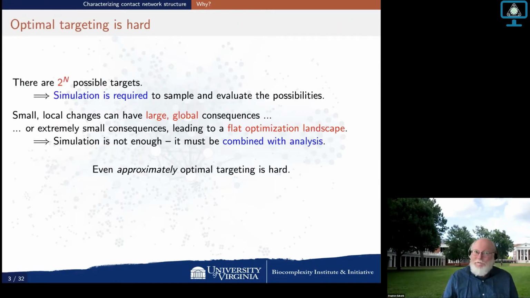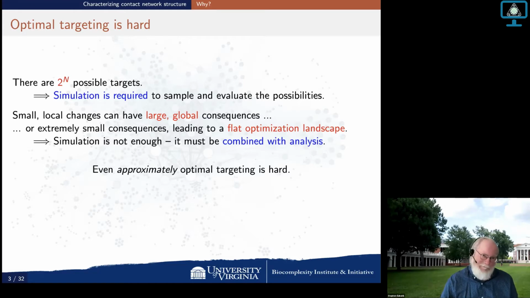Optimal targeting is a really hard problem. Not least of the reasons for this is that if you've got a system with n things in it, either contacts or people, whichever you're targeting, there are 2 to the n possible subsets of targets. And really, you need to basically sample possible targets, and you need to evaluate the possibilities for each sample you take, so that the probabilities of outcomes on each sample of targets. And there's no way to avoid simulation. This is not an analytical problem.